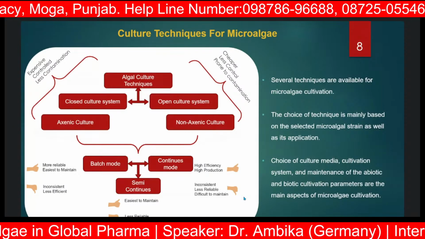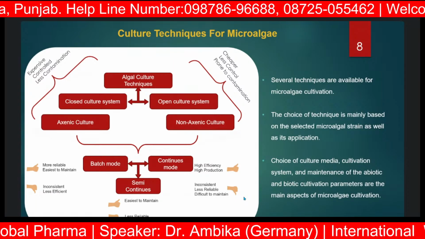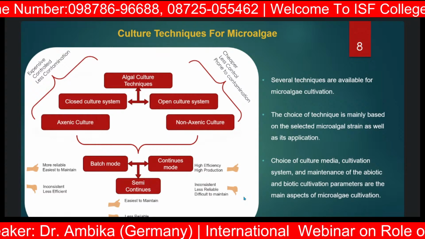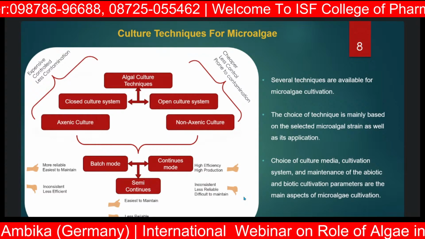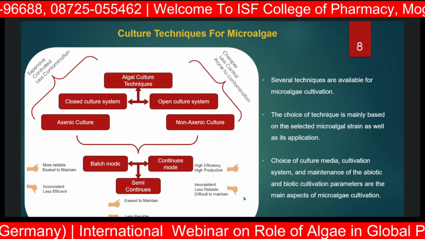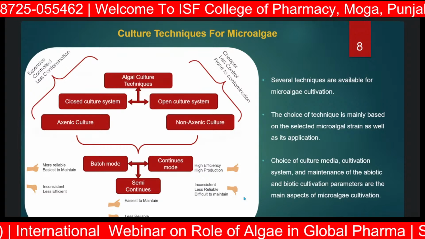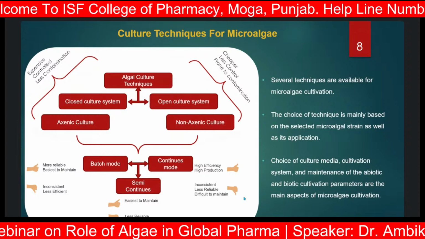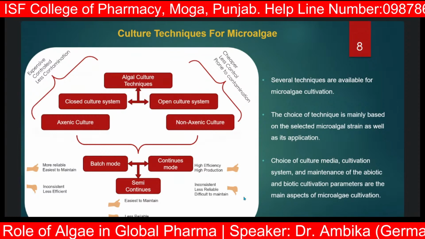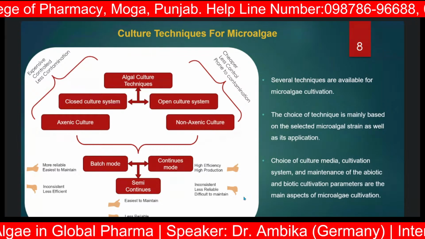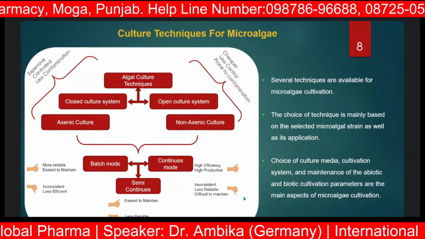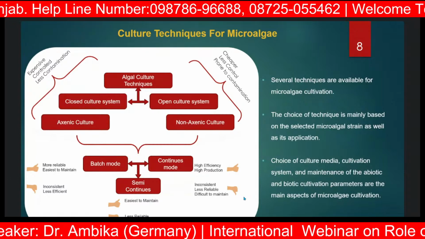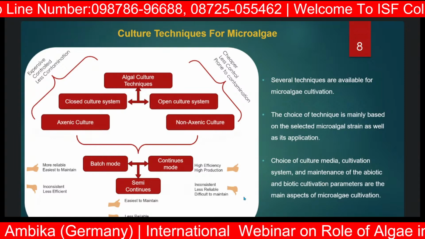If you notice more variation from batch to batch, then you should not consider that strain to be grown in the future. Why? Because when the growth and production pattern is not stable and consistent, you cannot expect a very good yield from the strain. So these are the factors we should consider when choosing the strain. That is the reason the choice of technique is mainly based on the selected microalgal strain.